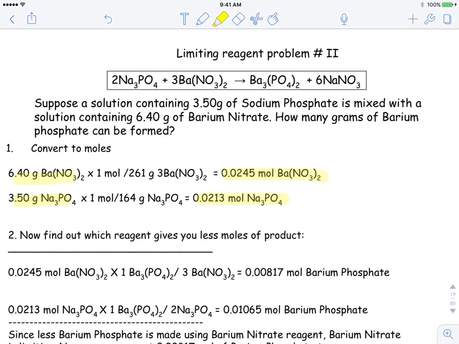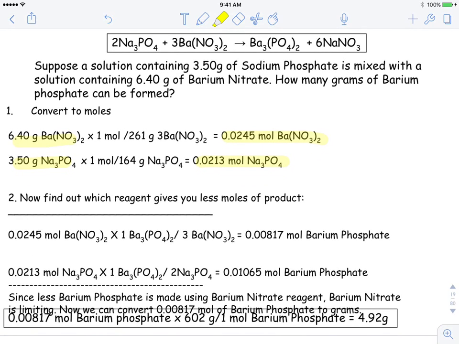So let's figure out which one's going to give us the least product. They asked us how many grams of barium phosphate are formed. So let's find out how much barium phosphate's formed. The first one I do is my barium nitrate. I have my moles of barium nitrate, I use the ratio, it's 1 to 3, and I find out that I make this much of the barium phosphate when I use the barium nitrate.